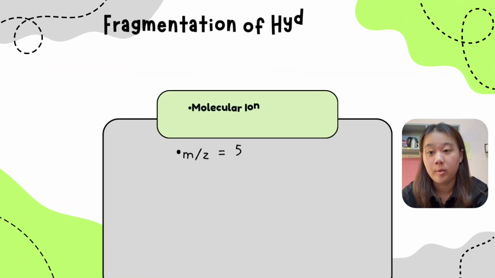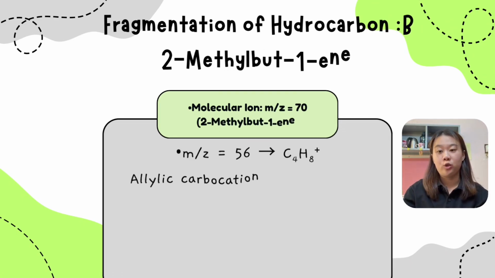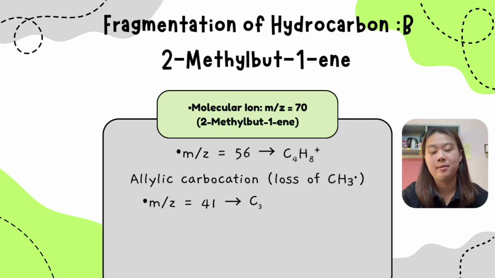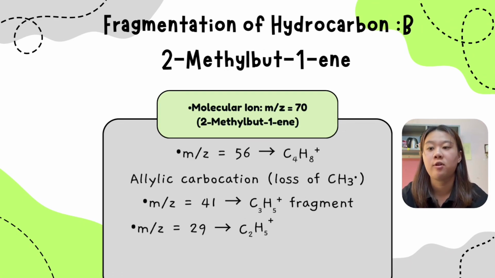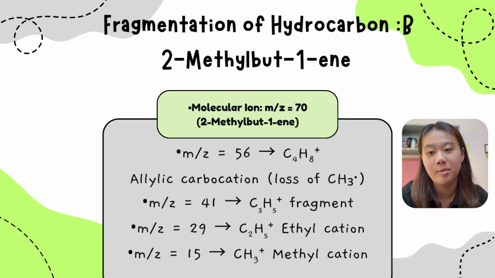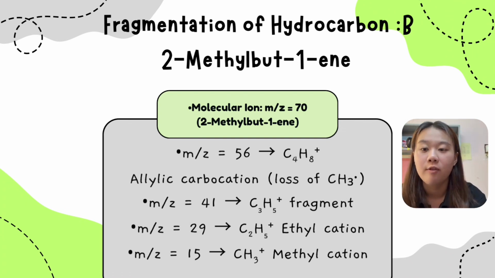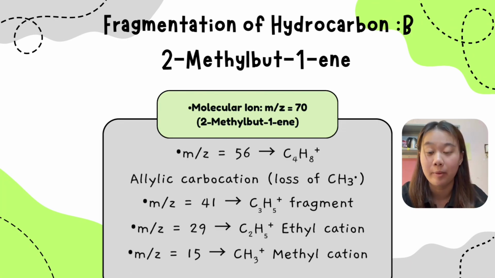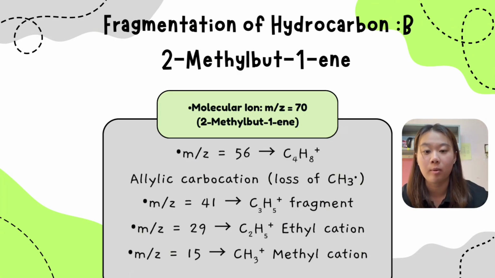Hydrocarbon B also shows a molecular ion at m/z equal to 70, but the base peak is m/z equal to 56 from a C4H8 allylic cation. Other fragments include m/z equal to 41 from C3H5 carbocation, m/z equal to 29 for C2H5, which is the ethyl carbocation, and again m/z equal to 15 for methyl carbocation. This reflects a different fragmentation route due to the terminal double bond.